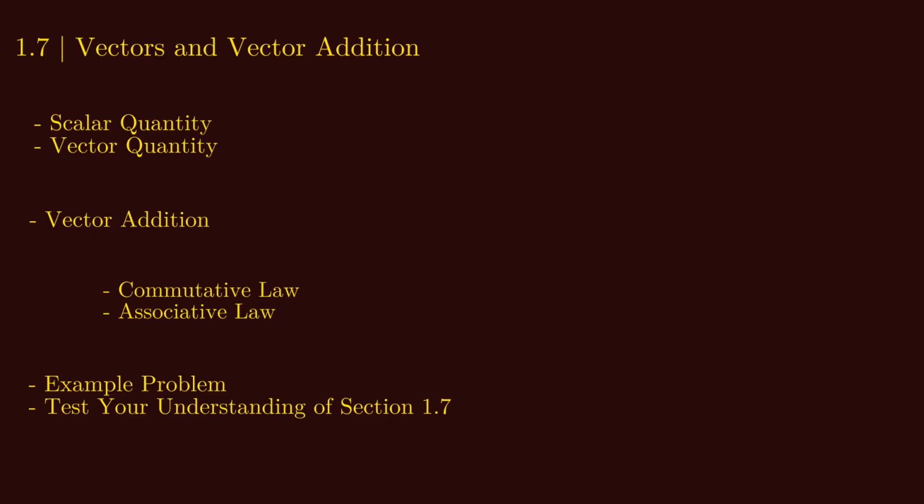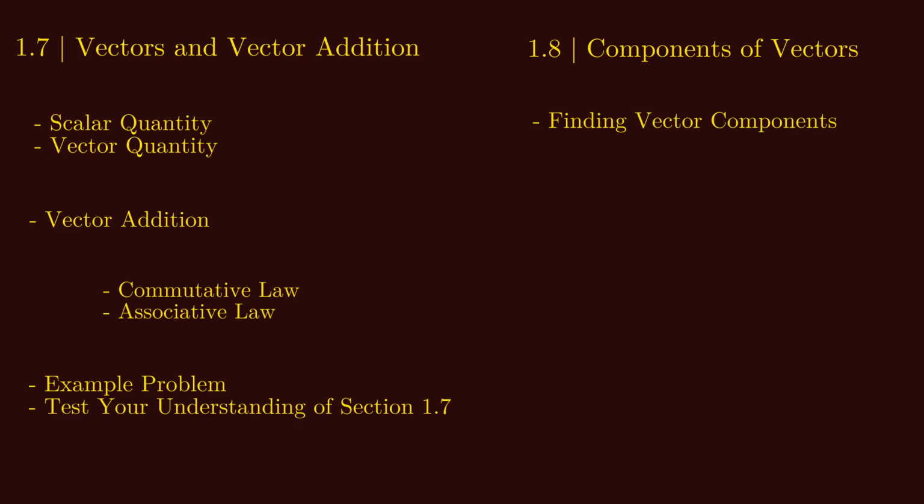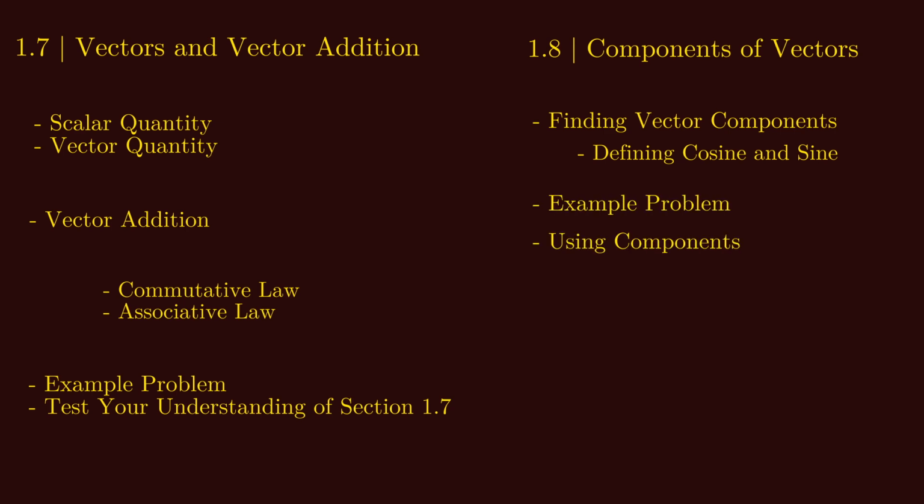Then we're going to move on to section 1.8, which is all about the components of vectors, one of my favorite things to learn because it's extremely useful. We're first going to cover how to actually find the components of vectors using diagrams. We're going to define things like the cosine and the sine, and special notes about them. After that, we're going to work on an example problem, and then we're going to use components to do vector calculations, specifically covering three areas.